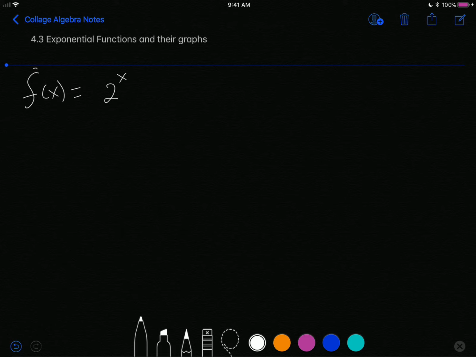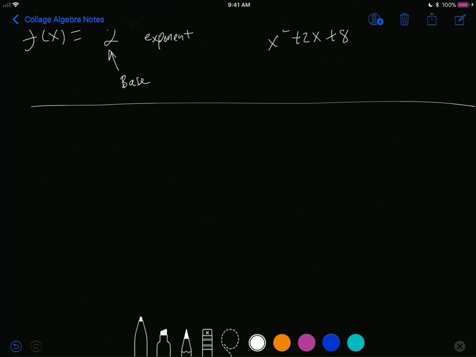In previous lessons we would have the power being fixed, x squared plus 2x plus 8, for instance. You would have the power being fixed. But now what we have is the base being a fixed number, while the exponent is the number that is changing. So first things first, we'll try to figure out how this works in terms of an exponential function, and also what we expect to see and understand from our exponential functions, i.e. what their properties are.